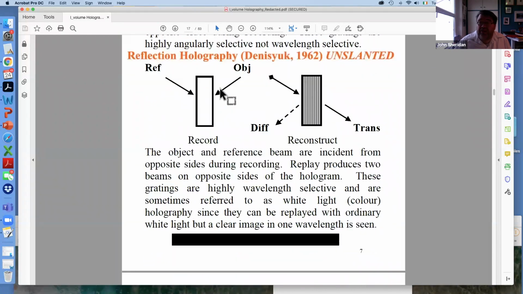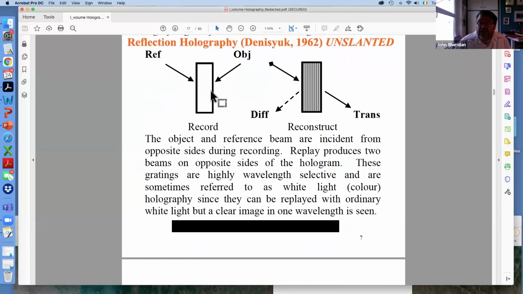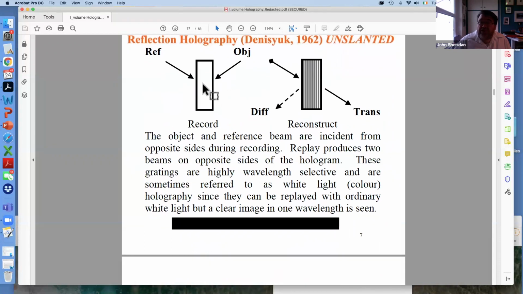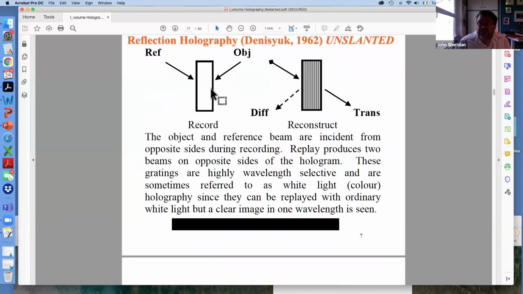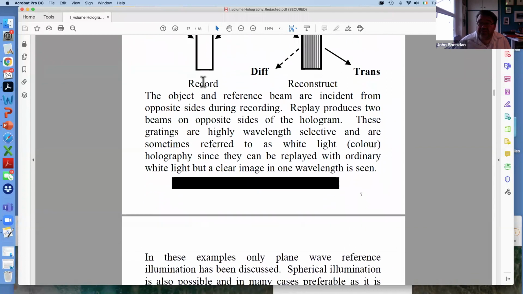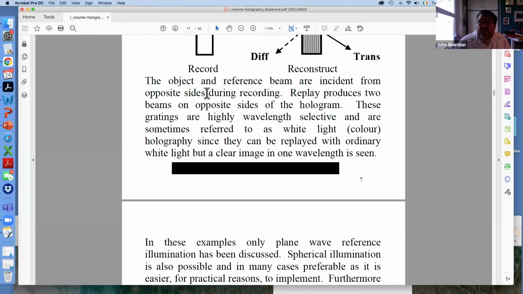And the same thing here. This is even more complicated. We're going to have some very unusual cross-section between these two things. Typically, we may have a maximum in strength somewhere here in the middle, but we'll talk about that again a bit later. The object and reference beams are incident from opposite sides.